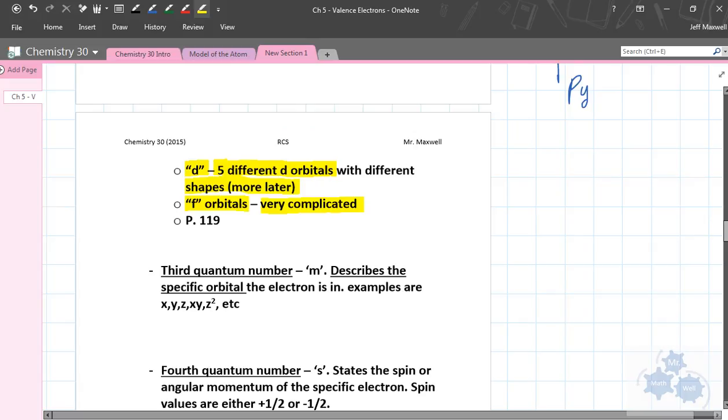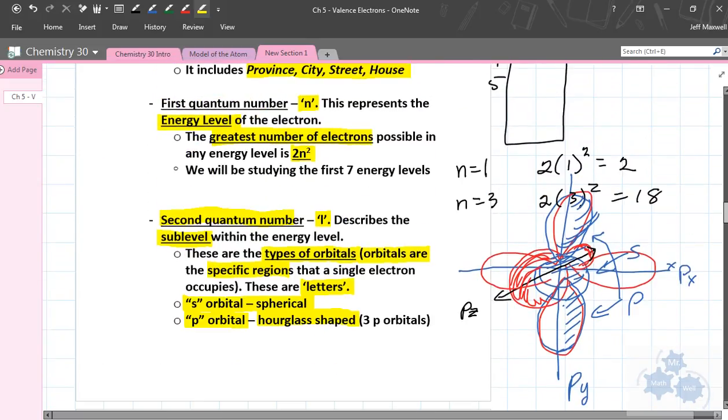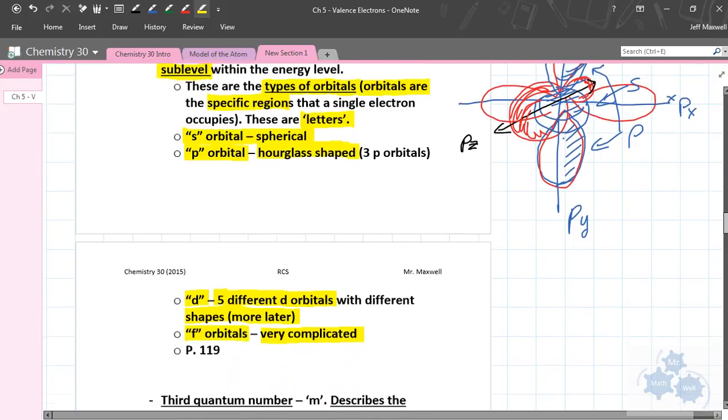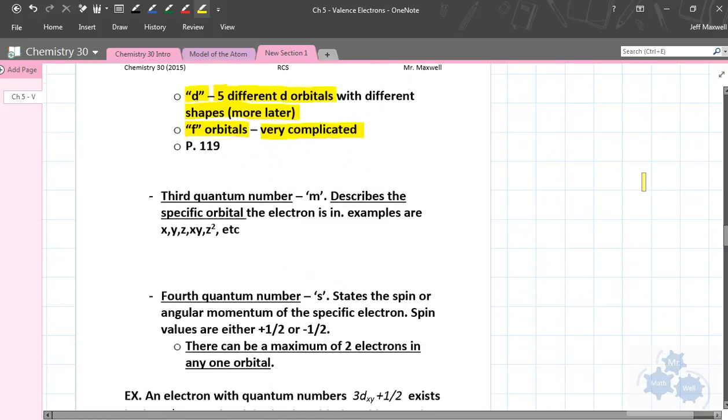Okay? So the energy level is the first quantum number. Then second quantum number is the type of orbital or the sublevel. The third quantum number, so remember there's 4 aspects to the electron's address. The third quantum number is given by the letter m. We won't use these letters a whole lot, I'll just be honest with you. But if you see m equals, right, that's the third quantum number. It describes the specific orbital that the electron is in.